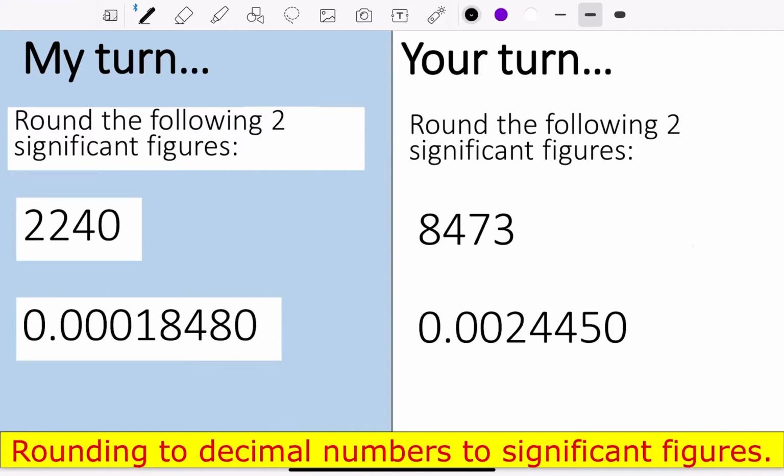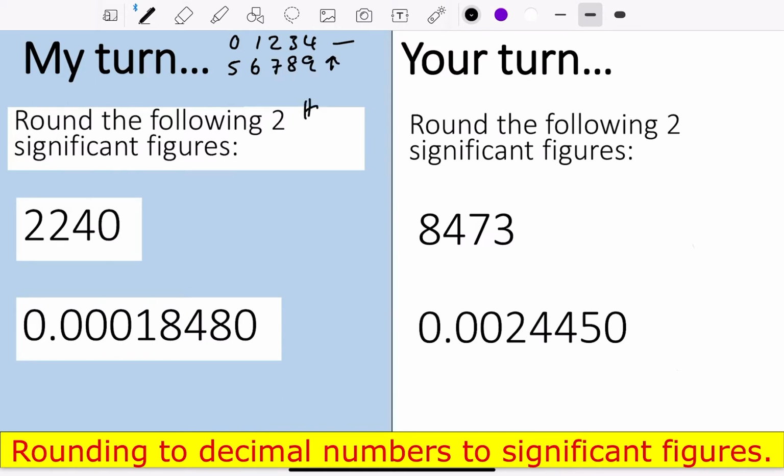My turn. For each of these questions, we're looking to round to two significant figures. This is going to be slightly different from one significant figure, but the method is the same. The two rules we're going to need is our rounding rule. If our neighbours are 0, 1, 2, 3, or 4, we're going to keep the numbers the same. If our neighbours are 5, 6, 7, 8, or 9, we're going to round up first.